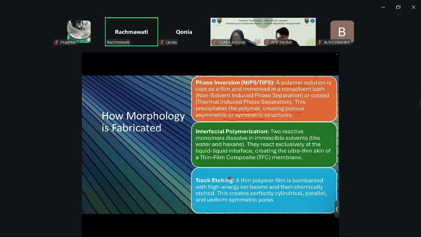And then there is also track etching, in which a thin polymer film is bombarded with high energy ion beams and then chemically etched, and it can create perfectly cylindrical, parallel, and uniform symmetric pores. Yeah.